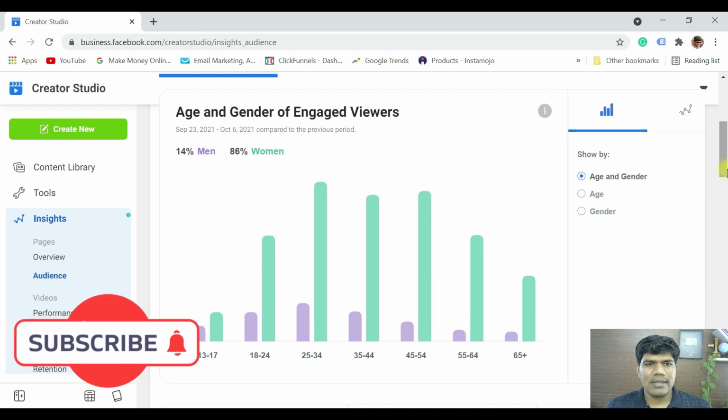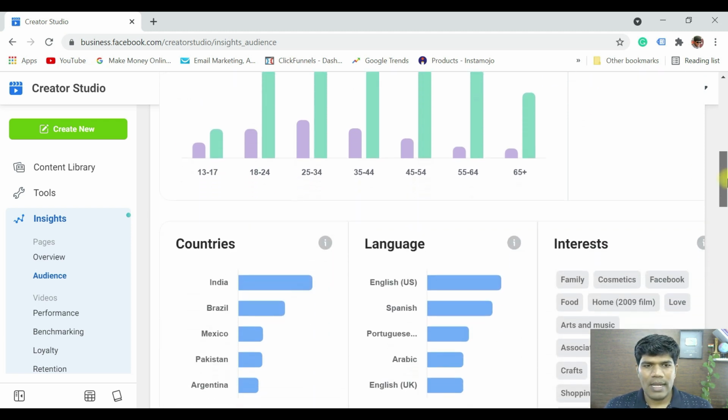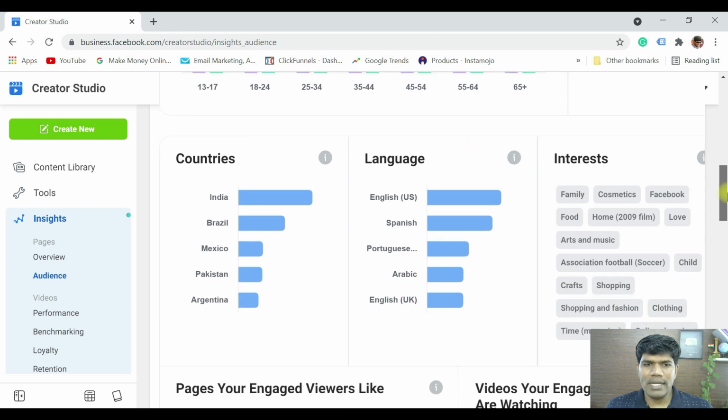Now here is the important metric, right? On my Facebook page, that's A2C Arts and Crafts, 86% of them are women, right? And 14% are men. That means I really need to target content which is focused on women so that my page grows really fast. Now if I create videos which are focused on men, it would affect my page growth as well, correct? So that's something that is important for us to understand. And again, it is going to give the top countries. It's India, Brazil, Mexico, Pakistan, Argentina, right? Languages they speak. And this is something that is of our interest as well, right?